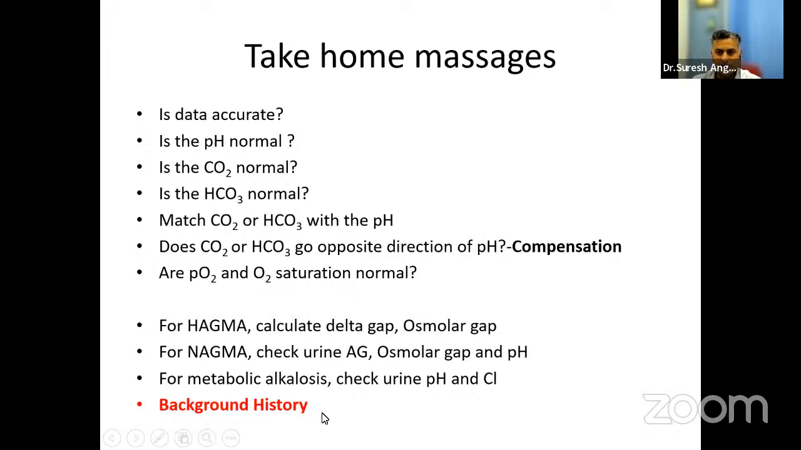And background history is very important before interpreting the blood gas, because you should have it beforehand. Only then can you interpret blood gases in a better way.